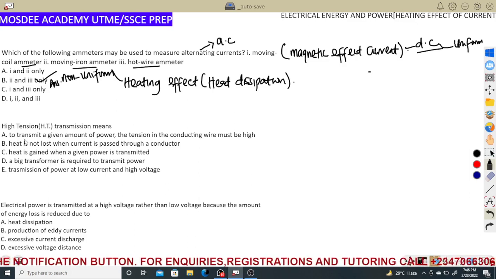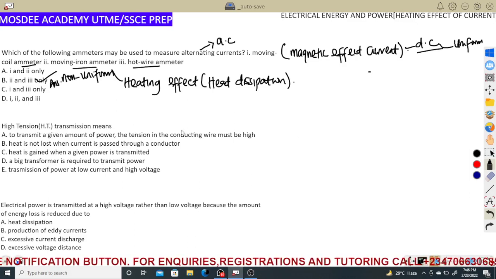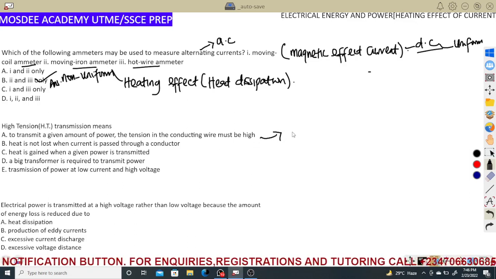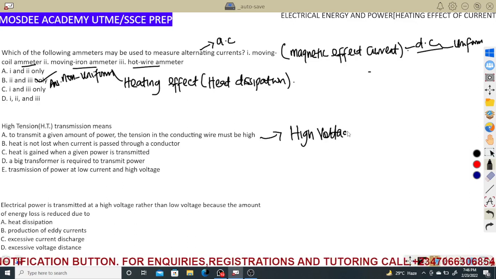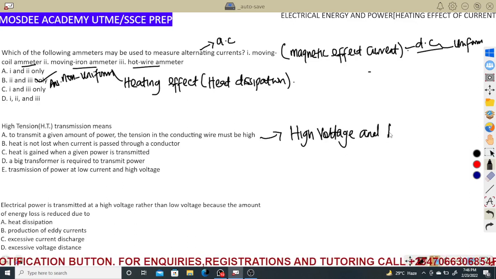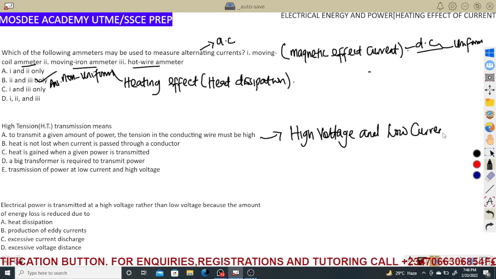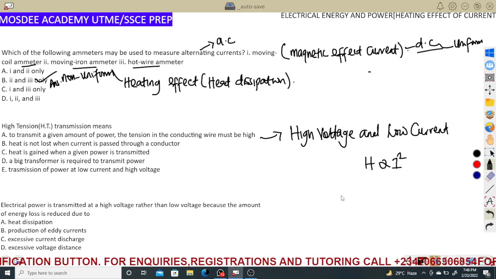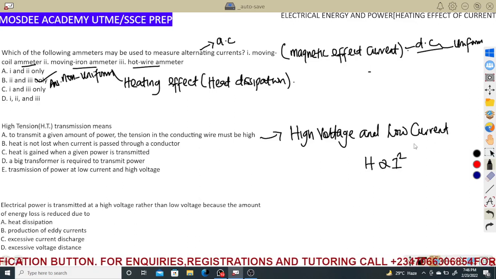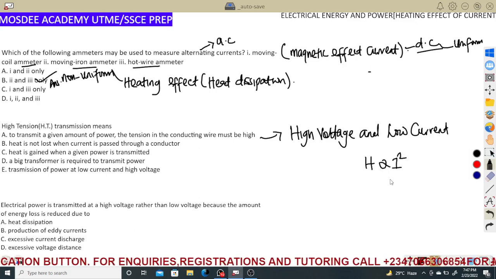The next question: high tension, which we call high transmission. This is a type 3 question. Electricity is transmitted at high voltage and low current. We've talked about Joule's effect, low current. Why? Because heat is proportional to the square of current. If you transfer electricity at high current, all the electricity will be dissipated in the form of heat.